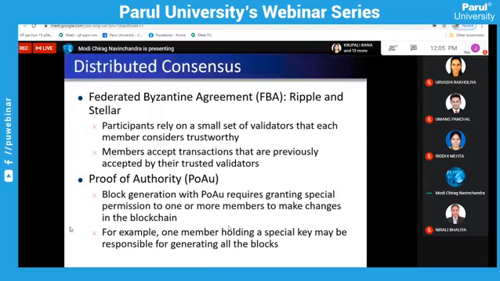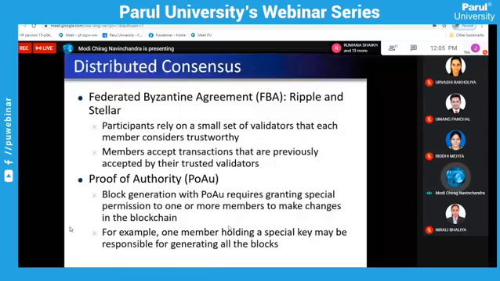No other faculty is to be part of this consensus, and this is the authority. So here only a few nodes will be involved. So again you are decreasing the size of the network to validate or to mine the blocks. So again it will create a security issue.